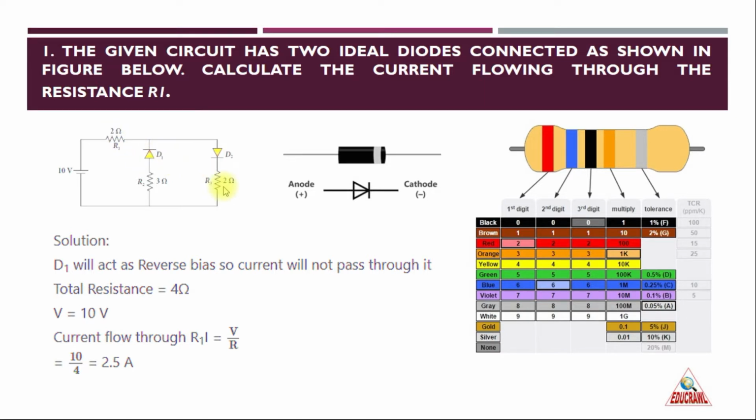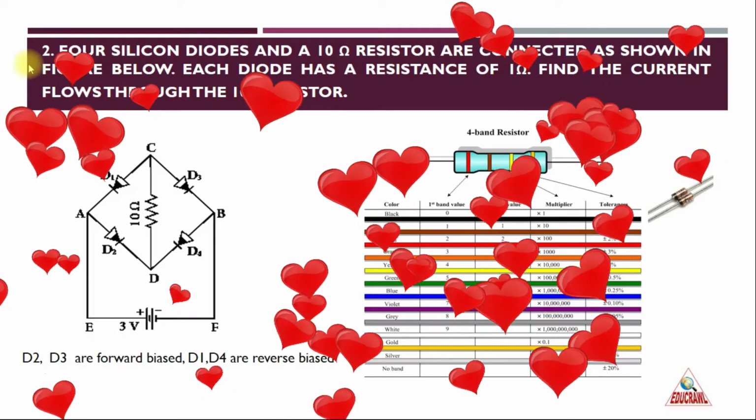The effective formula for resistance in series is R equals R1 plus R3, which is equal to 2 ohm plus 2 ohm, which is equal to 4 ohm. The total voltage is 10 volt. Now we have to find the current through R1, which is I equals V by R, our Ohm's law formula. So 10 divided by 4, the answer is 2.5 ampere. The current passing through the resistance R1 is 2.5 ampere.